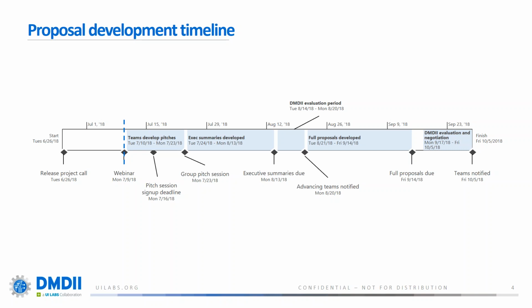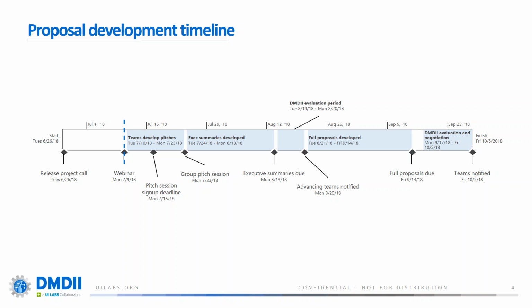Then we have executive summaries. We'll do a down select of the executive summaries, so it's important to note that we will be evaluating those based on criteria that I'll get to later. This is a pretty handy glimpse at the timeline of events. And finally, we'll be making notifications. We'll be inviting teams to submit full proposals in September, and we'll be notifying the final selections in October.